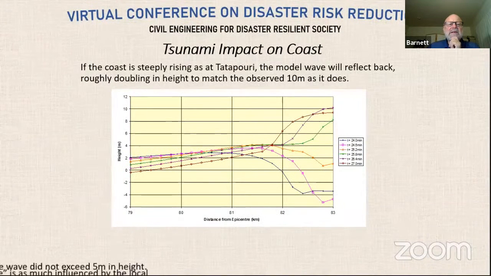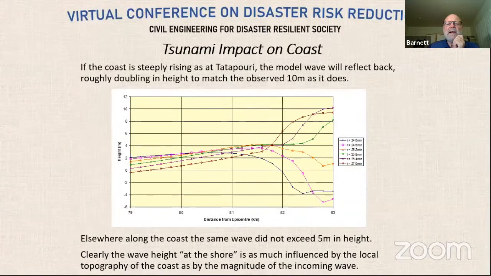So if the coast is rising steeply as at Tatapuri, the modeled wave will reflect back, roughly doubling in height to match the observed 10 meters, as it does. So once it gets to the end, it'll reflect back, and here's your 10-meter wave according to the simulation. But elsewhere along the coast, the same wave did not exceed 5 meters in height. So the wave height at the shore is as much influenced by the local conditions as by the incoming wave. Next, please.